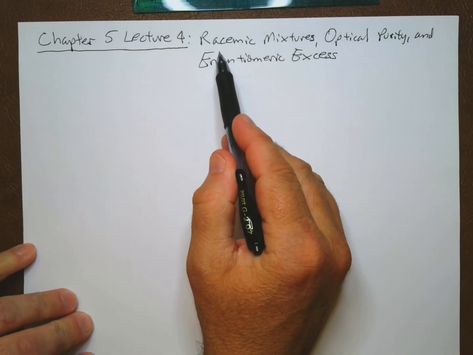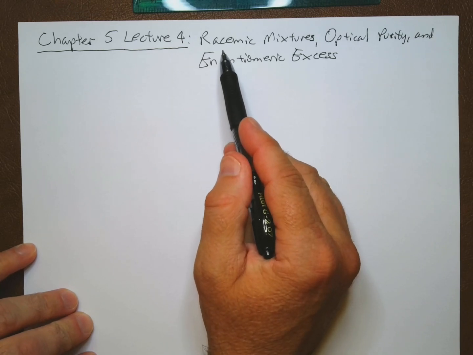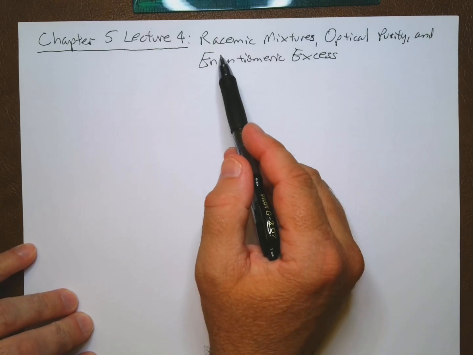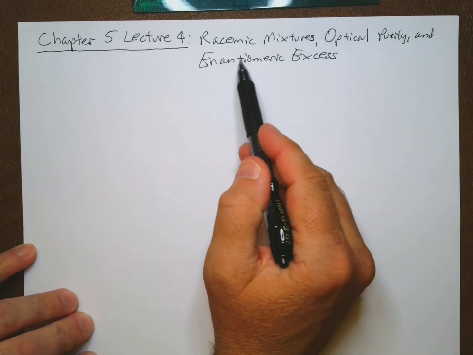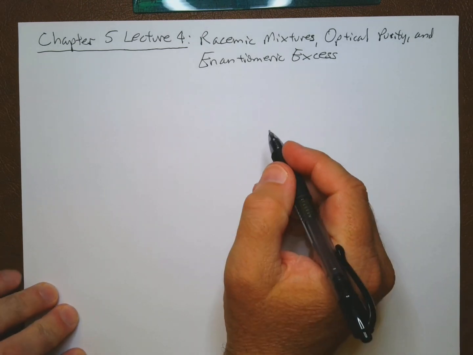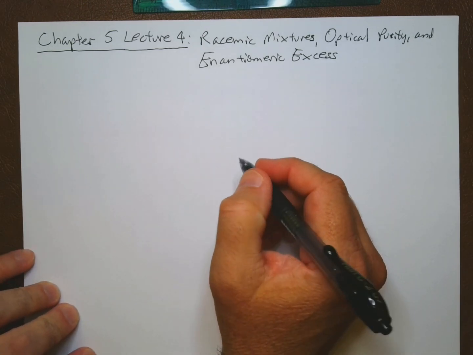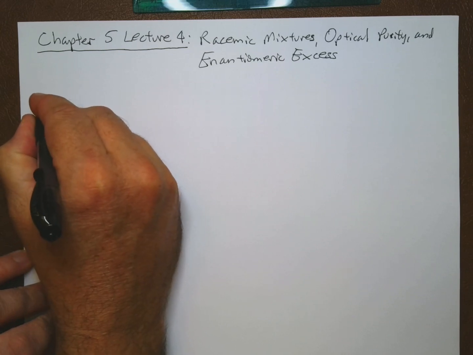And in this lecture, I'm going to talk about a few different concepts here, which relate a little bit to the lab, but also to stereoisomers in general. I'll talk about racemic mixtures, optical purity, and enantiomeric excess. So let's start with a few definitions here.